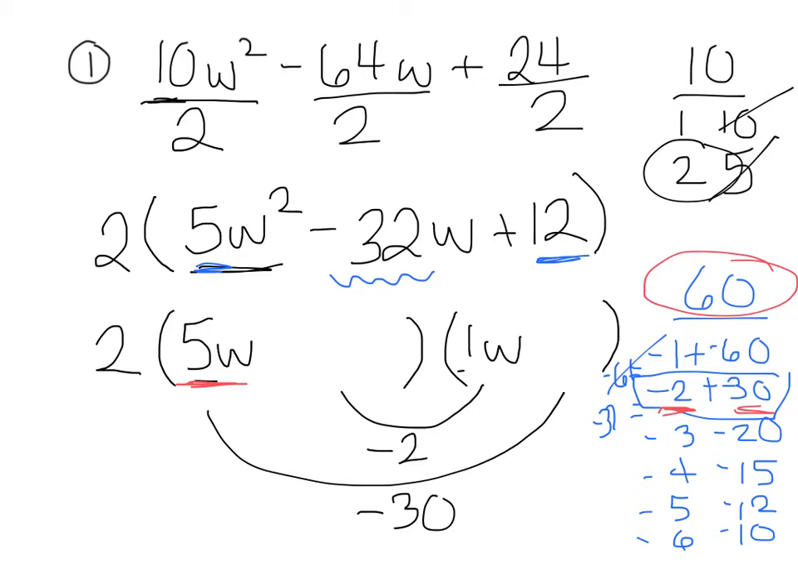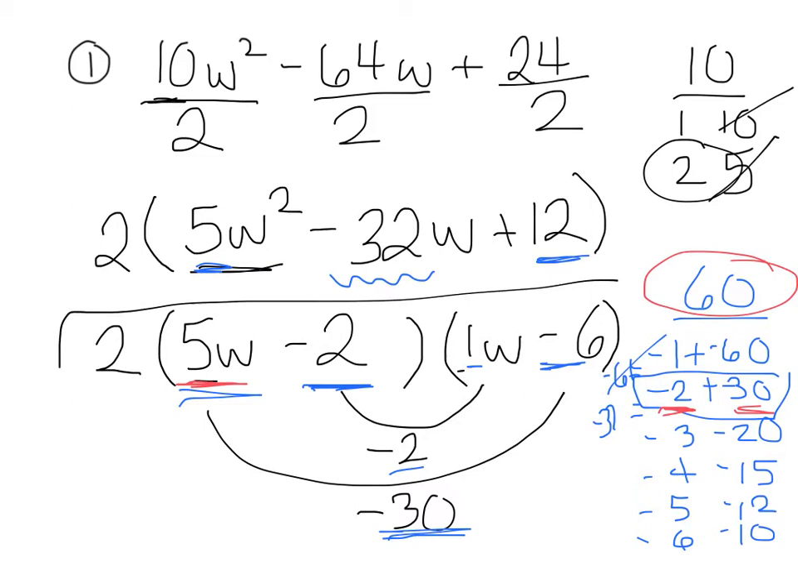So now I'm going to look for the terms that multiply to these 2 numbers. So 1 times negative 2 is negative 2. And then for my other number, I need 5 times some number to give me negative 30. So 5 times negative 6 is going to give me negative 30. So for these ones, this is our answer. That's how you factor these ones.